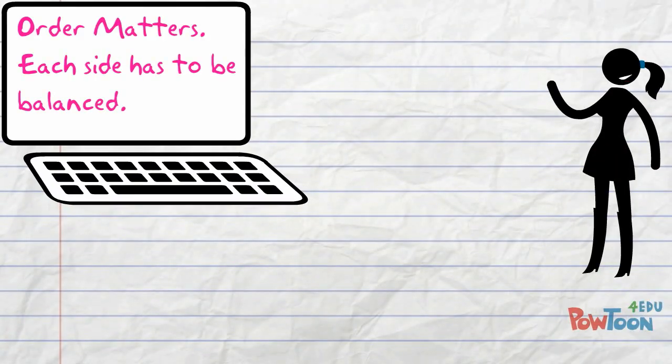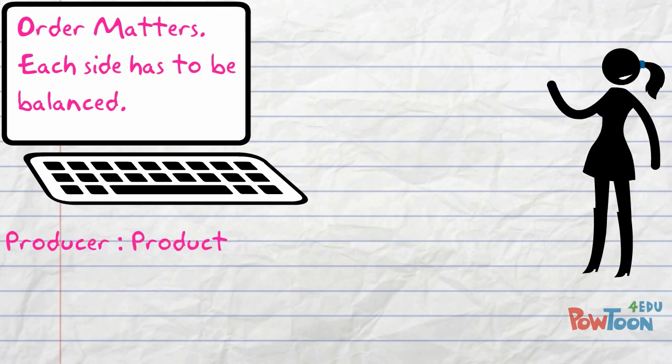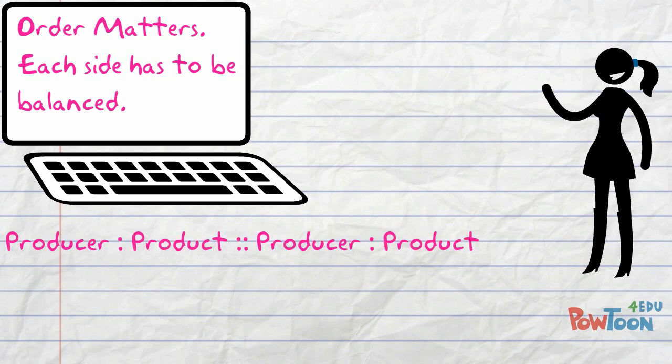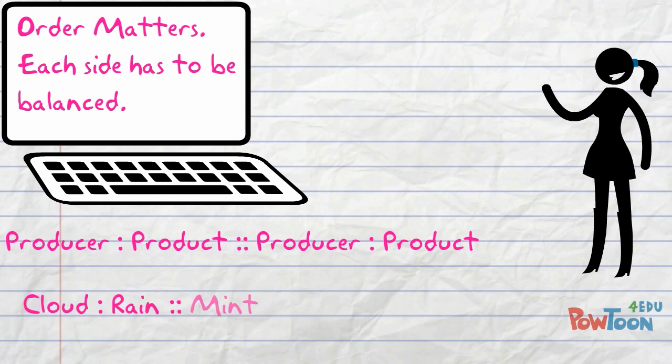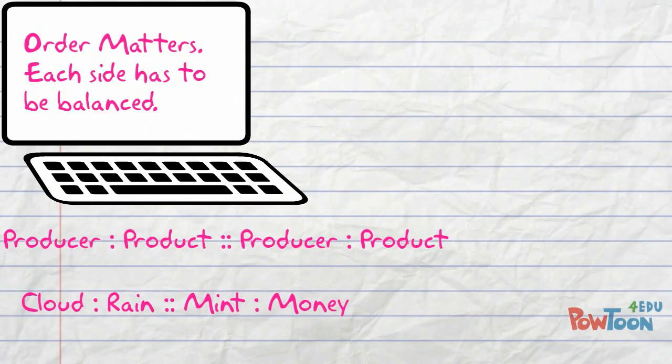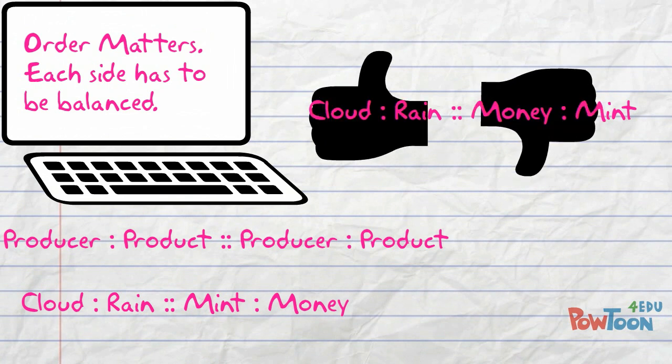Remember, the order that the information is presented in matters. Each side of the analogy should be balanced with the same sort of information coming on both sides of the colons. For example, producer is to product as producer is to product in a product analogy. So, cloud is to rain as mint is to money. You couldn't have cloud is to rain as money is to mint because that would be producer product and then product producer. It doesn't work that way.